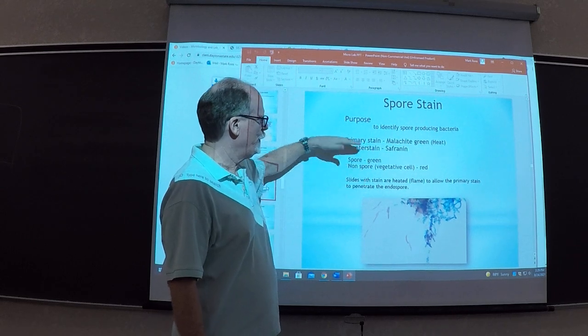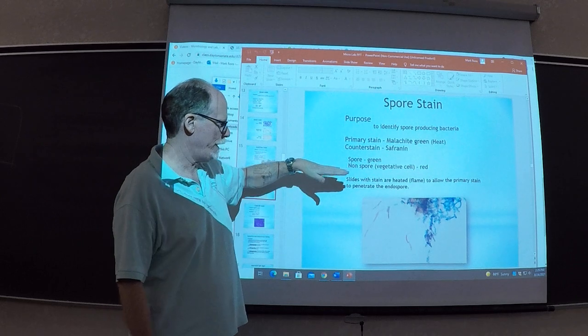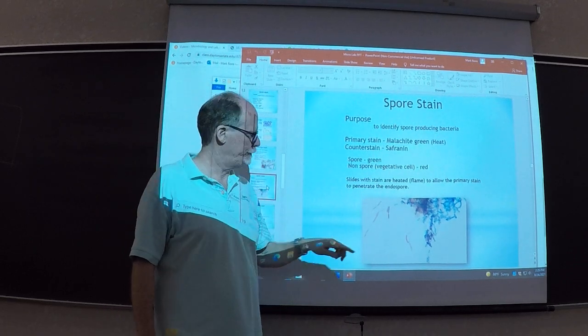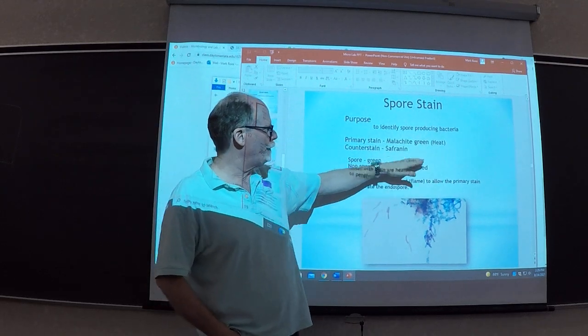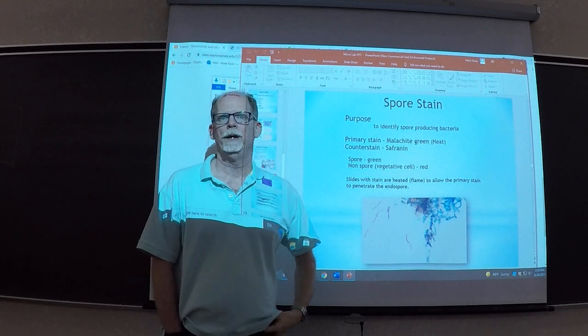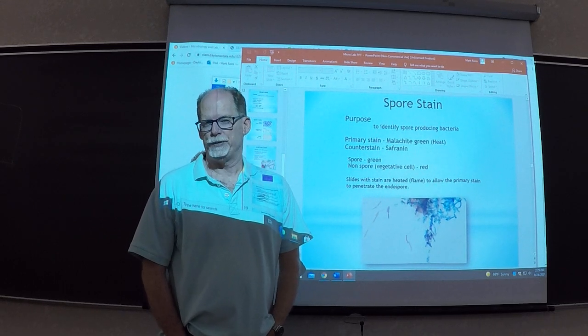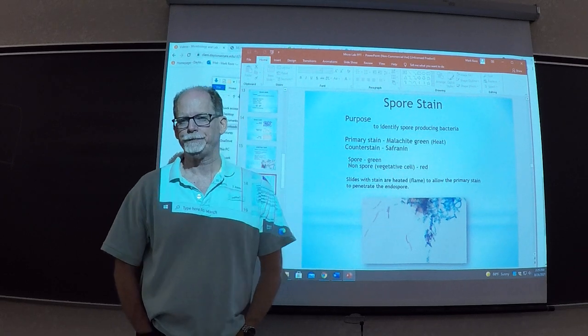The principle would be: the primary stain is malachite green. The counter stain is safranin. When you're done, the spore appears green. The non-spores appear red. Here's an example of what they would look like. You need to heat the flame, right? You need to heat up the primary stain on the slide. That's part of the procedure, right? So that should go in your principle as well.